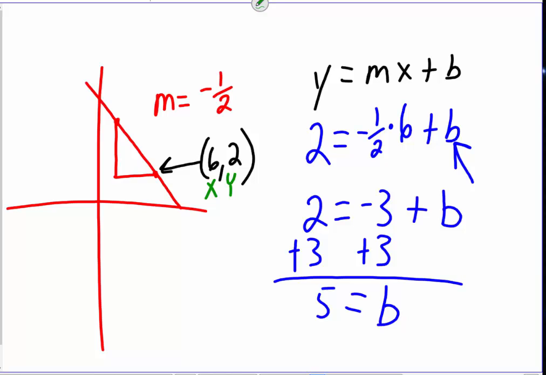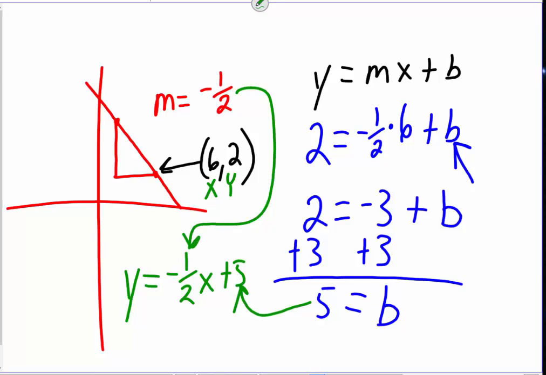And once we know that b equals 5, then we can say, all right, we got the slope, we got the b, that's all we need. So the equation is going to be y equals negative 1/2 x plus 5. So that went there, and this went there, and that's how we got our equation. So if we typed this into Desmos, we would get the line that would go through these points. Works pretty well.